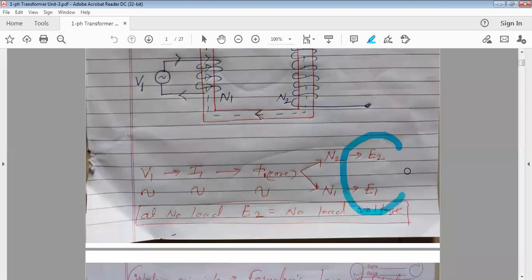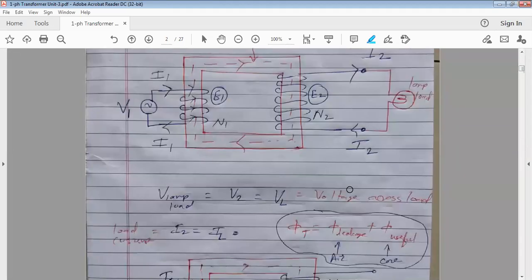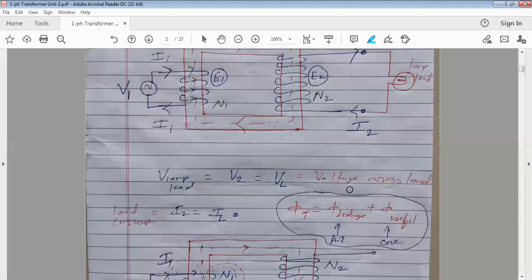E1 and E2. E1 is the self-induced EMF in the primary winding. E2 is the mutually induced EMF in the secondary winding. We have derived the expressions for E1 and E2. E1 is 4.44 f phi m N1 and E2 is 4.44 f phi m N2. If you take the ratio, you will get E2 by E1 is equal to N2 by N1.